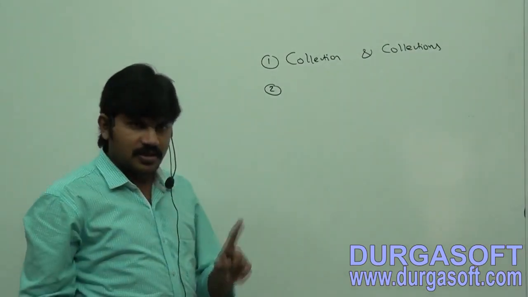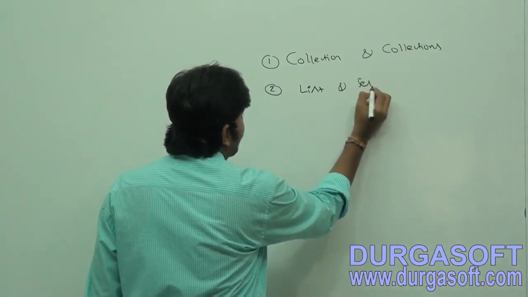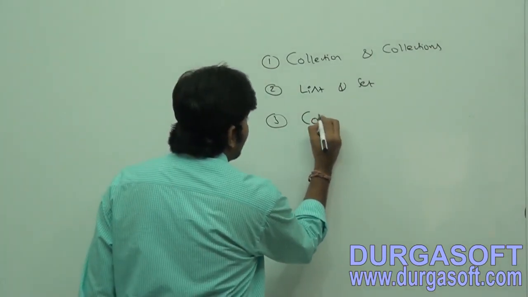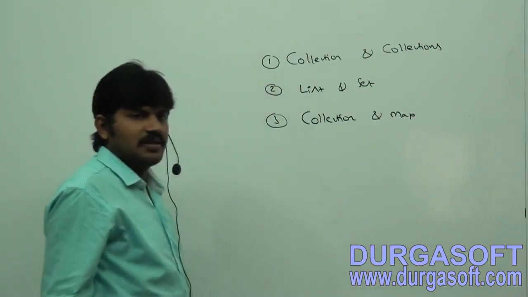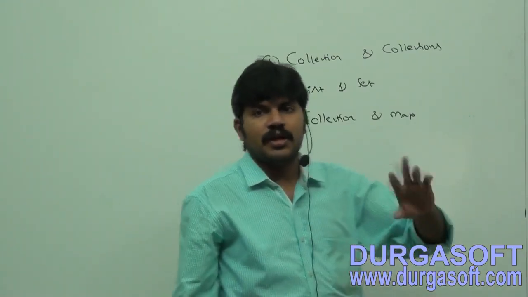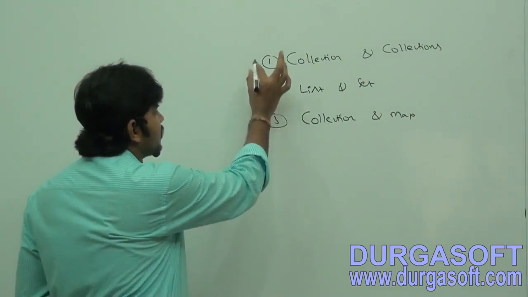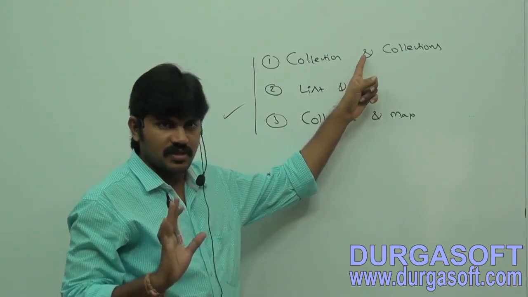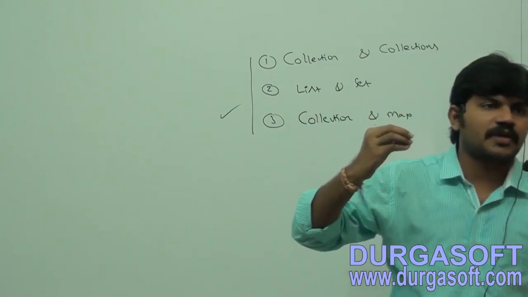What is the difference between a List and a Set? What is the difference between a Collection and a Map? Because both are different concepts. Collection is a group of individual objects. Map is a group of key-value pairs. There are still some more things, but up to an answerable level, these are the three things we covered.